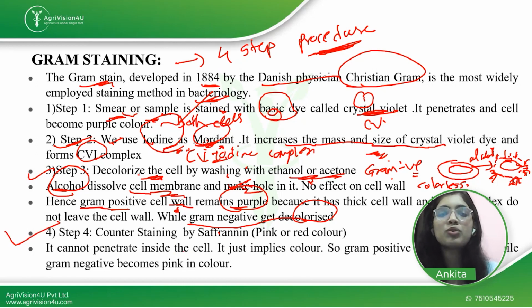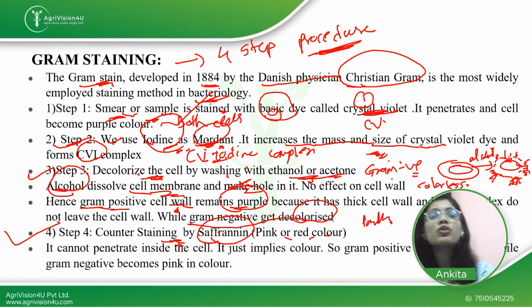Now in the fourth step, you are going to do the counter staining. Counter staining means you will apply the safranin to both the cells. Safranin is pink or red in color. Now what will happen? The cell which is already purple in color will remain purple. That is gram positive. Even if you apply the safranin as a counter stain, it will remain purple, because safranin will not penetrate. It will just impart the color. Now your purple color is already penetrated in your gram positive cell, so it will not be loosened, and it won't change by applying the safranin. It will remain as it is.